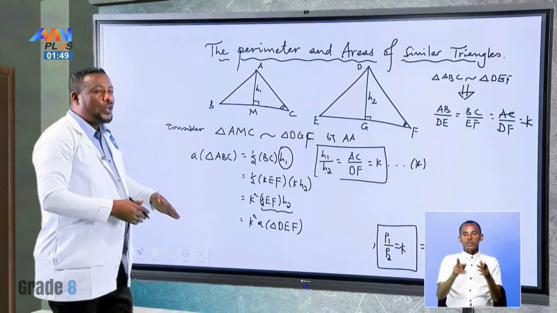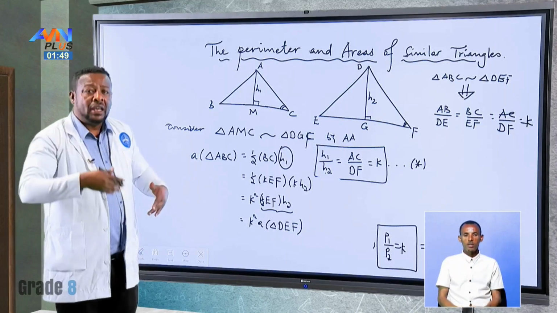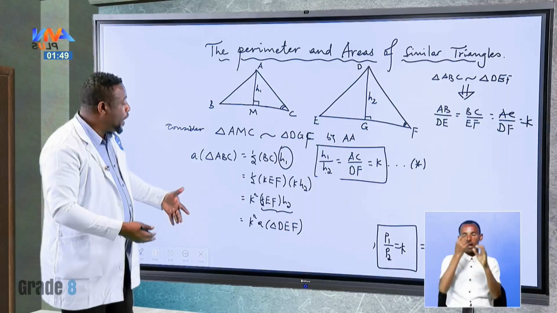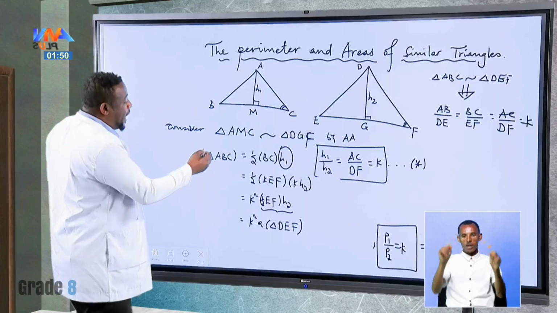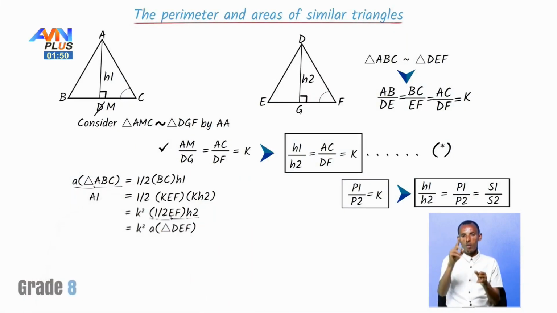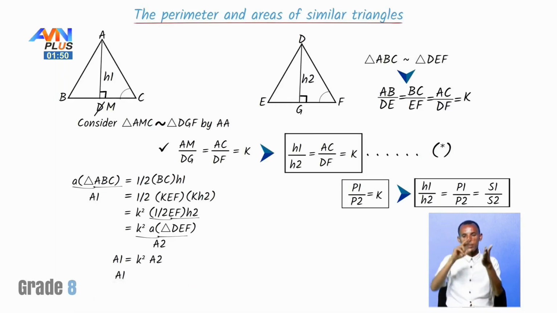Okay, now we were able to extract a relationship between the areas of the two triangles, right? That means the area of one of the triangles, you can call it A1, is K squared times the area of the other triangle, say A2. So from this we can say that A1 is equal to K squared times A2. This implies A1 by A2 is K squared.